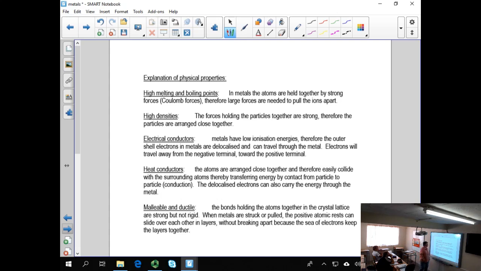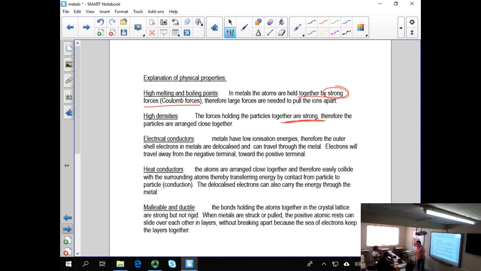Yeah. So, atoms are held together by strong Coulomb forces. If those forces are strong, we require a lot of energy to separate the nuclei from each other, or the ions from each other. Why do metals have high densities? Same reason. Forces holding particles together are strong. If you have stronger forces pulling particles in closer, it'll be more dense. So, forces holding the particles together are strong, therefore the particles are arranged close together.